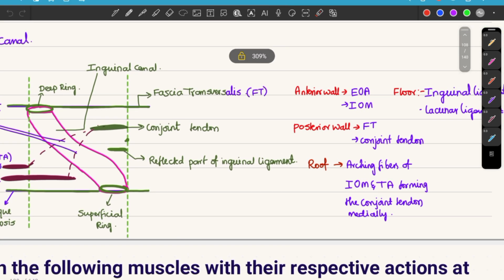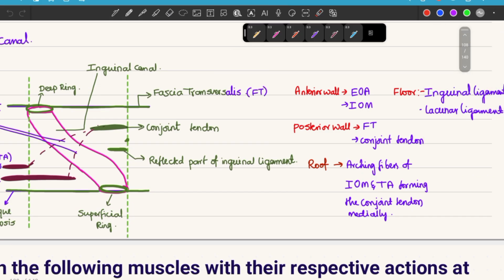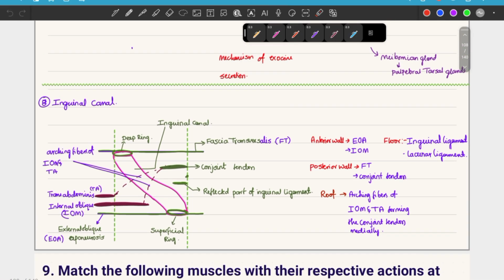Now, floor is formed by inguinal ligament. This is the inguinal ligament forming a floor, and there is a lacunar ligament also which forms a floor.